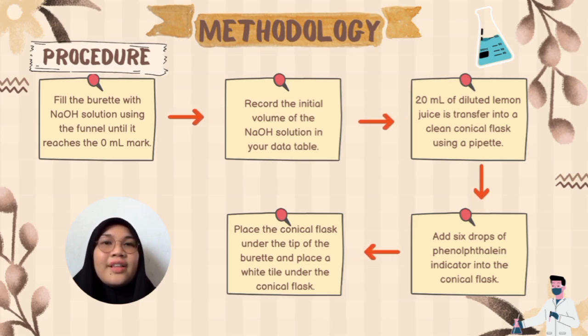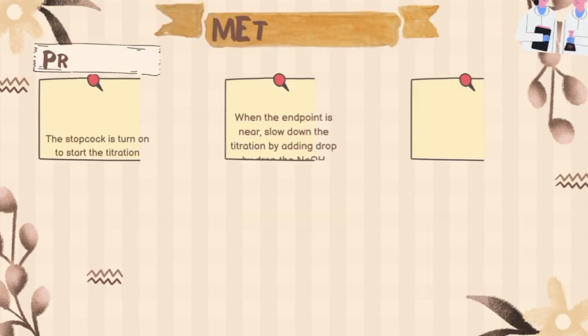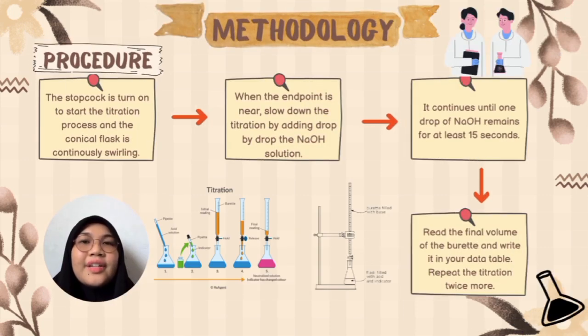Then place the conical flask under the tip of the burette and place a white tile under the conical flask so that we can see the color change more clearly. Next, the stopcock is turned on to start the titration process and the conical flask is continuously swirled. When the endpoint is near, slow down the titration by adding the NaOH solution drop by drop. It continues until 1 drop of the NaOH remains for at least 15 seconds. Finally, read the final volume of the burette and write it in your data table. Repeat the titration twice more.